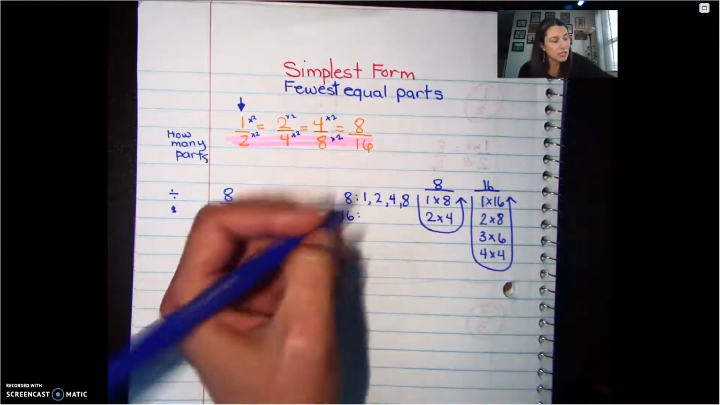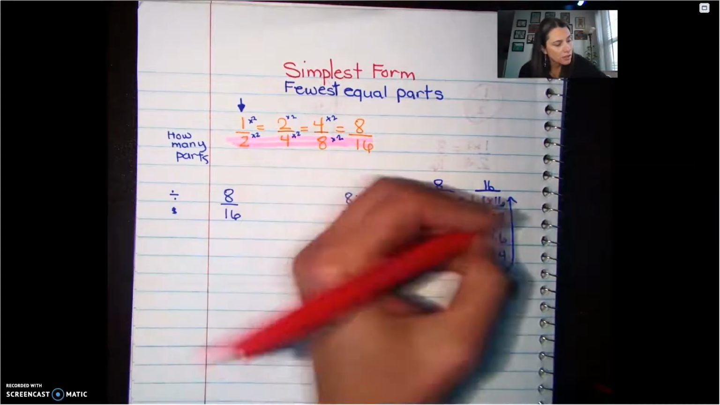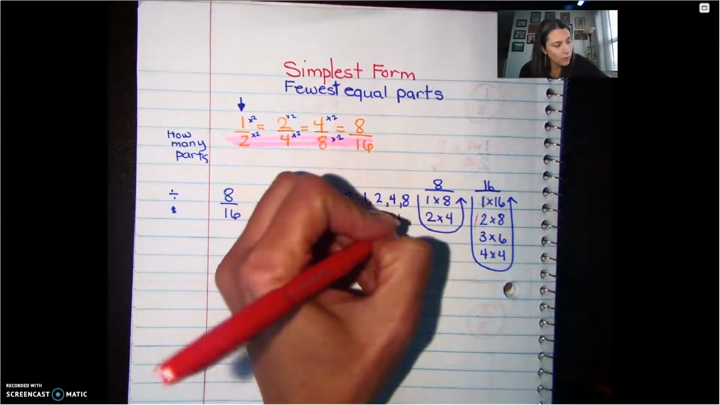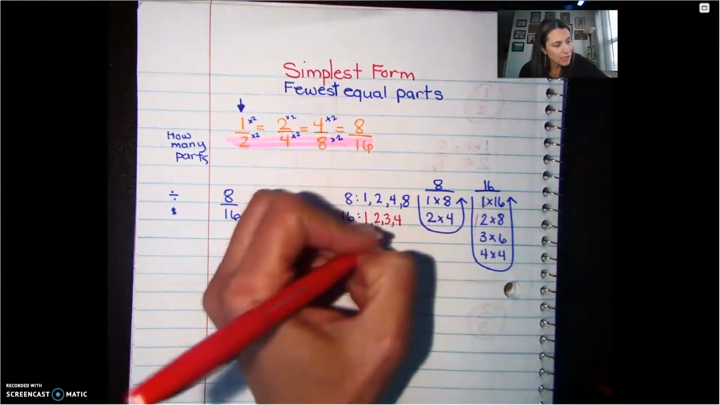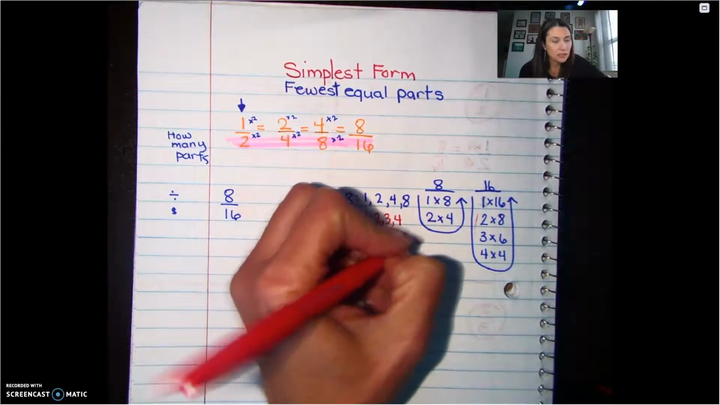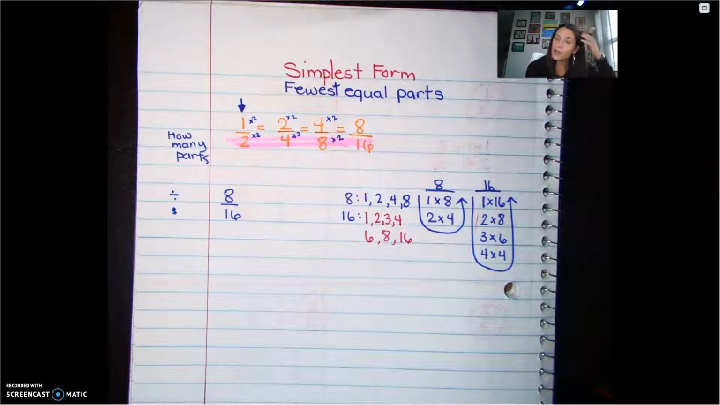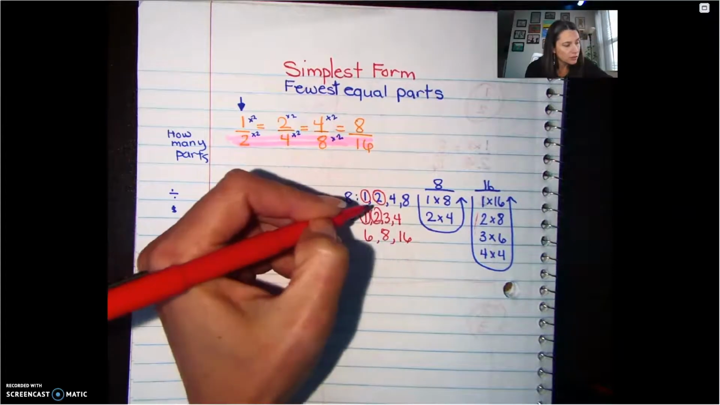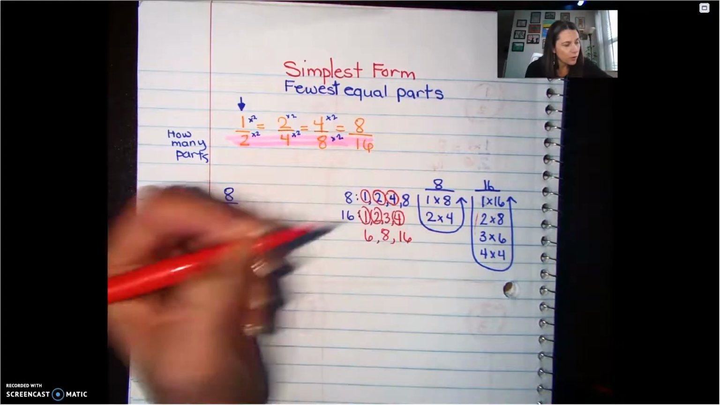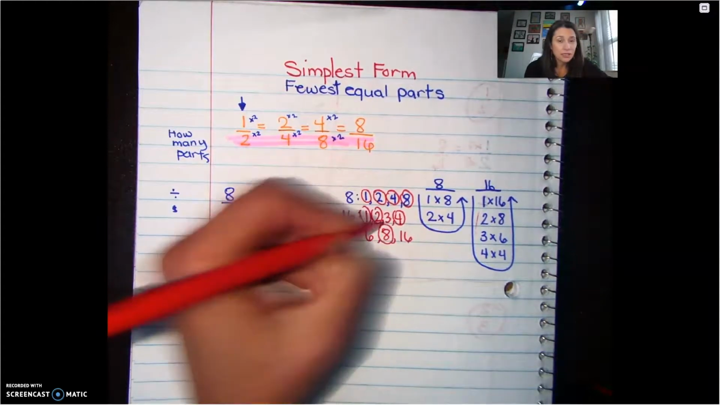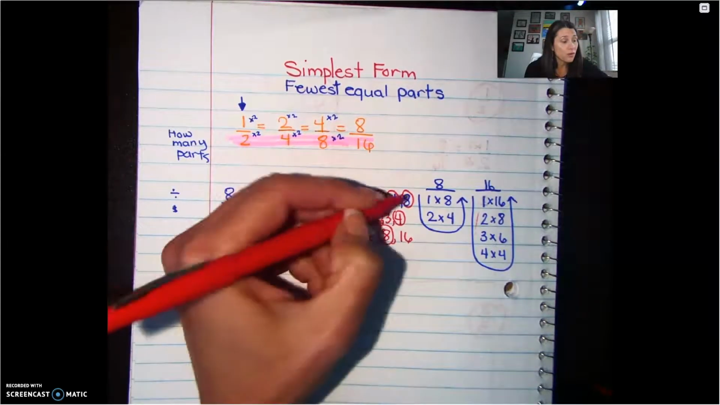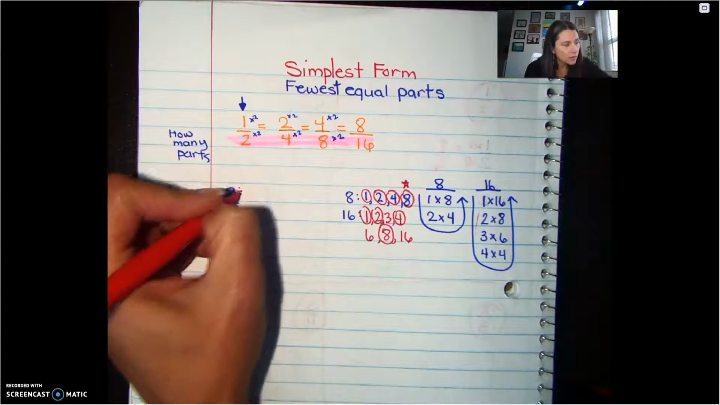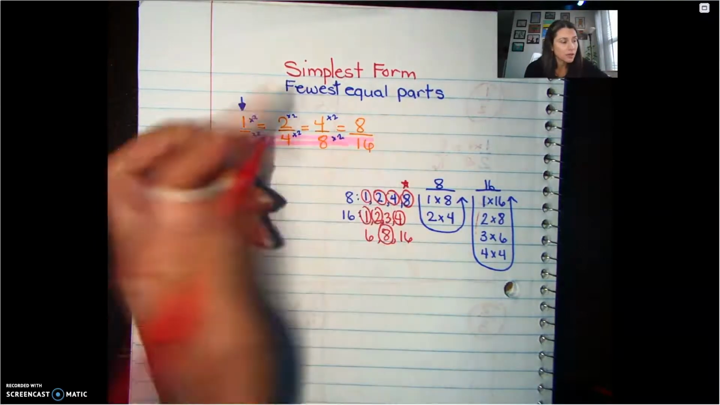Okay, so now 16 has a bunch. I'm going to do 16 in a different color. So remember, we go down and around. So it's 1, 2, 3, 4, 6, 8, 16. So now the trick is we need to find the ones that are the same. So they both have a 1, they both have a 2, they both have a 4, and they both have an 8. So now what we do is, oh, the biggest one is 8. So that's the one that we're going to divide by. We want to divide by the biggest one that they have the same of.